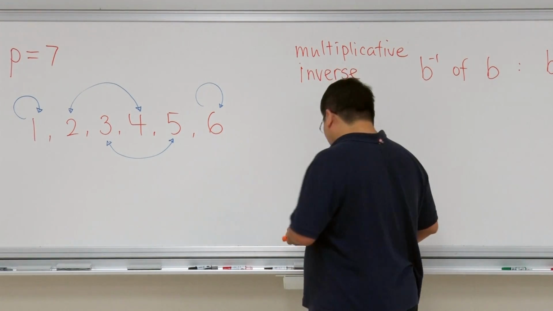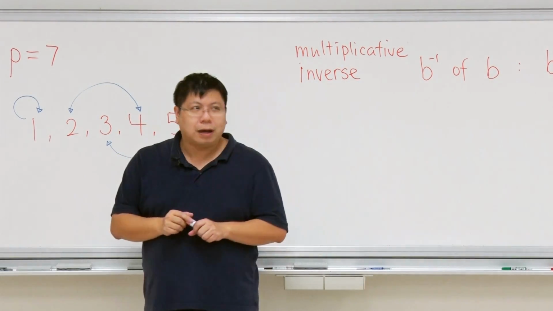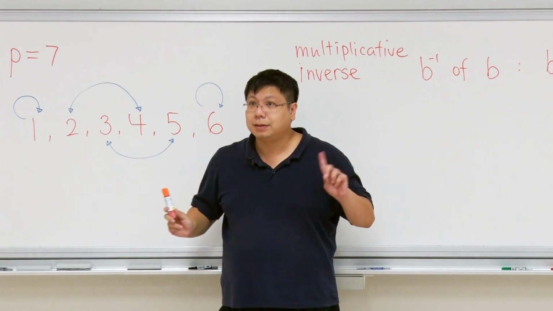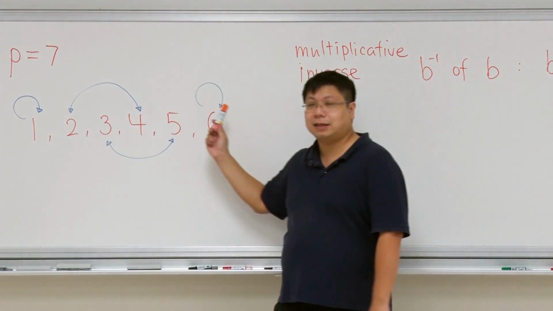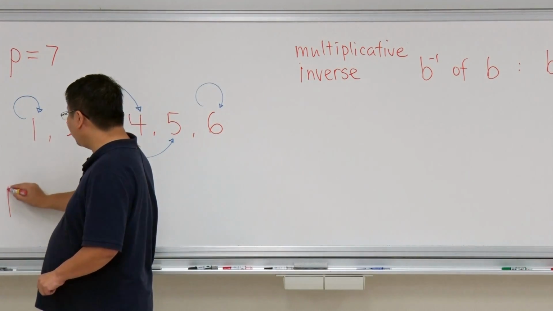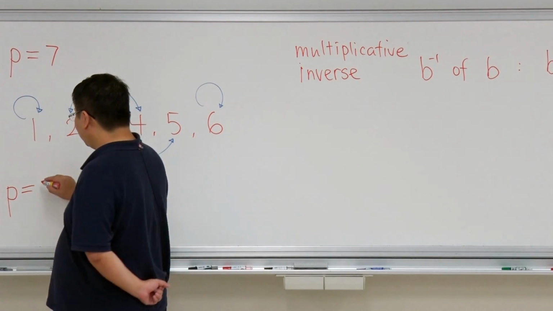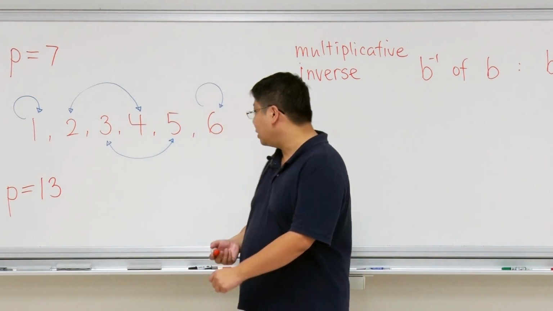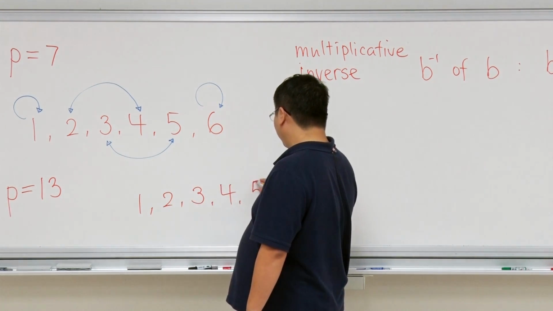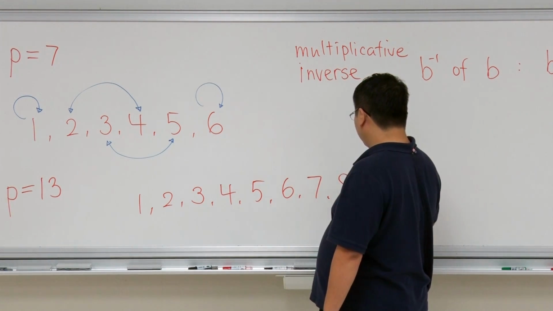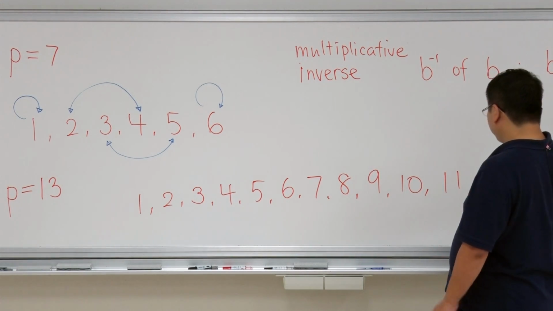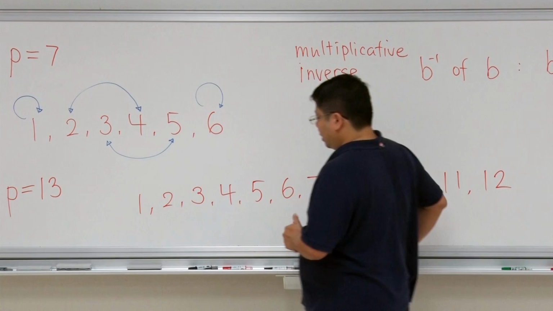Let's look at one more case. I want to claim that these inverses form pairs, except for 1 and except for p minus 1. Let's take a look at another prime, 13. Is that okay? So for 13, let's write down all the numbers less than 13: 1, 2, 3, 4, 5, 6, 7, 8, 9, 10, 11, 12. So 1 is 1.